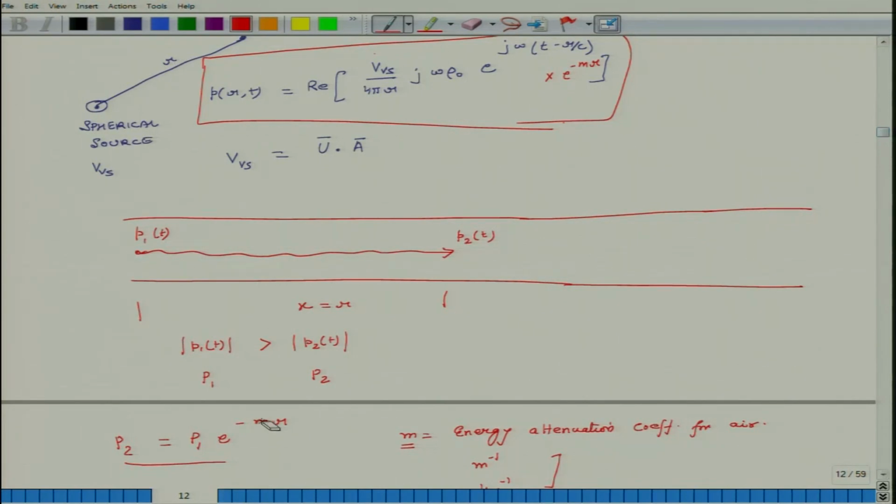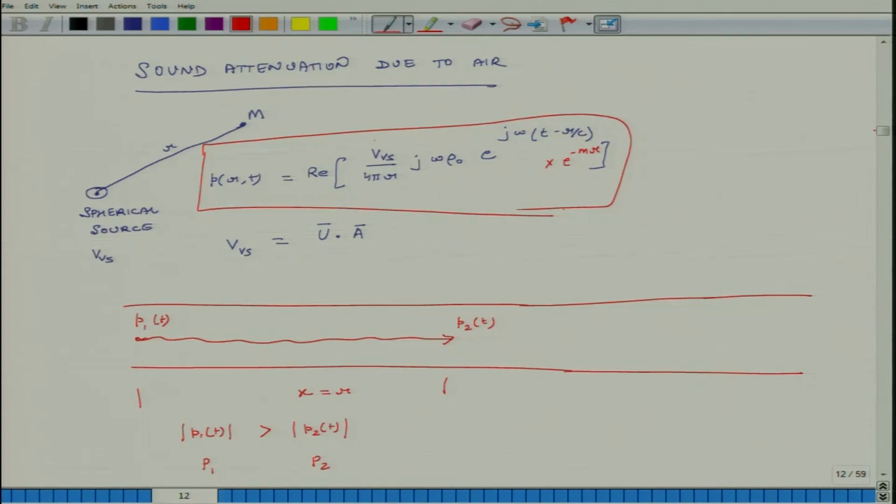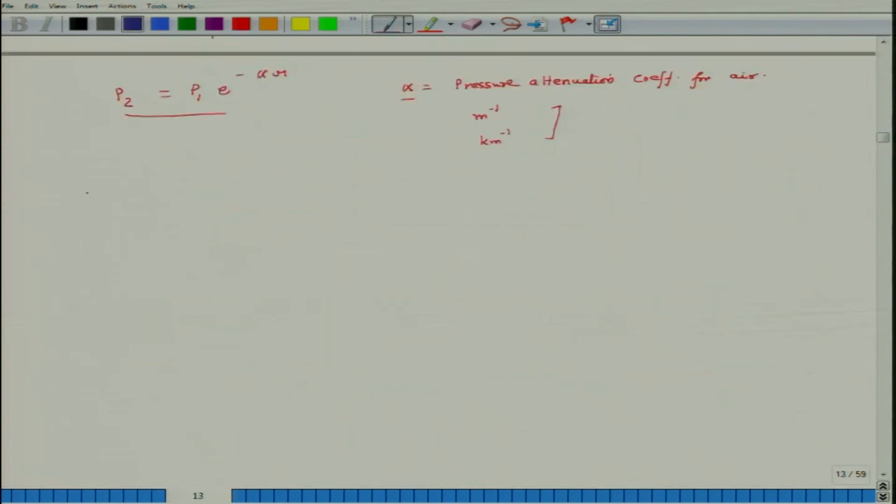So, there is a small mistake. I will call this alpha, it is not m, and we will see that difference in a while. Instead of energy attenuation, what is really happening is that the pressure is going down. So, I call it the pressure attenuation coefficient, and I will modify this relation as e to the power of minus alpha r. Okay.